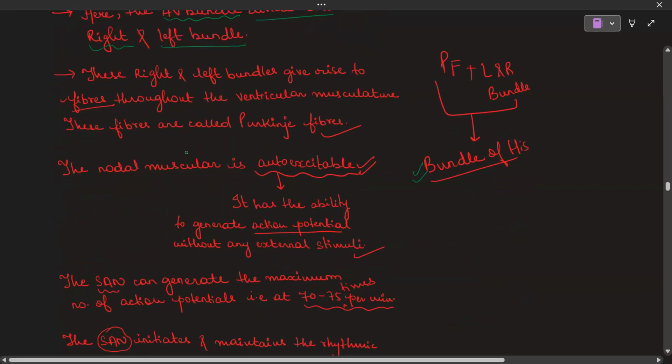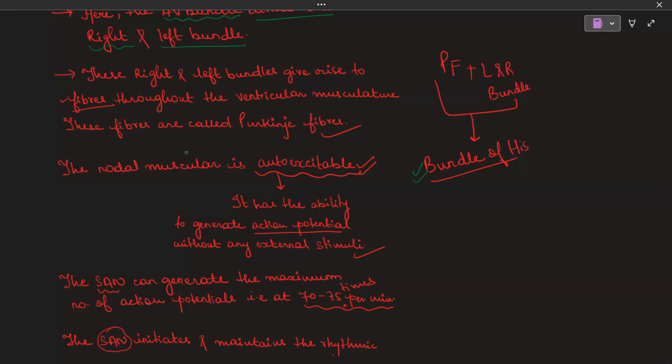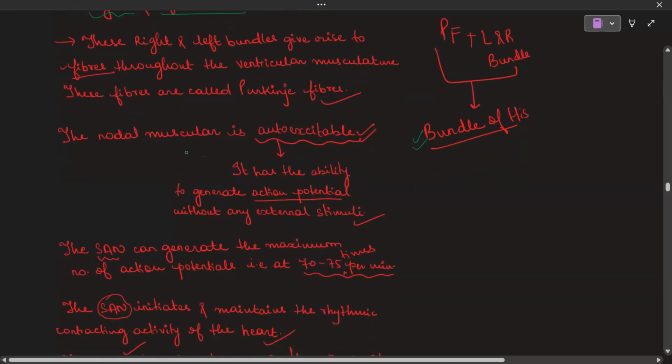Now, what is so special about this nodal muscle? It is auto-excitable, meaning it can generate potential on its own. It does not require any special stimuli, any nagging, any scolding to do so. It can do it on its own. It generates action potential.